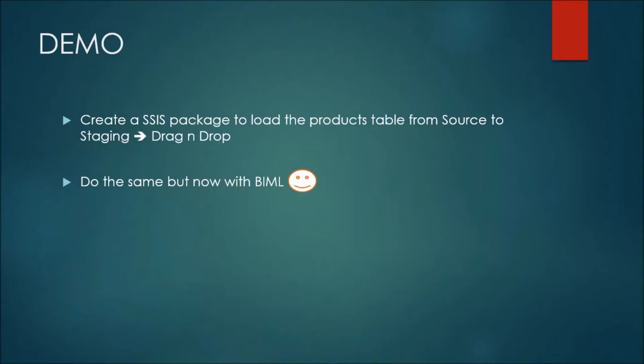Alright, it's time for some action. First, we create an SSIS package to load a sample products table from source to staging via a more conventional manner, the drag and drop option, and then we'll do the same, but now with BIML. So let's jump to the demo.